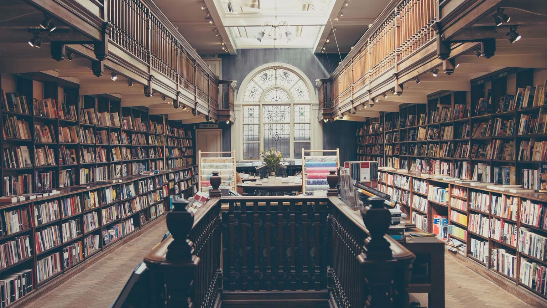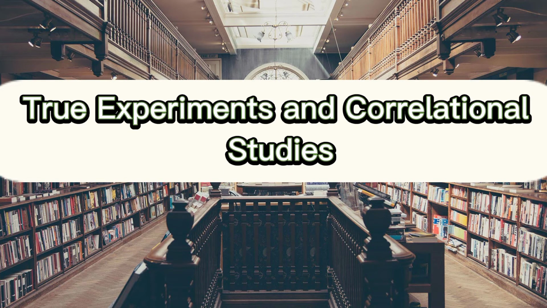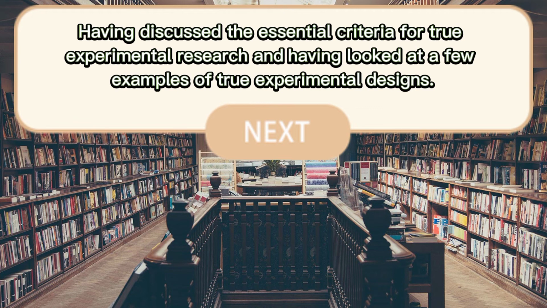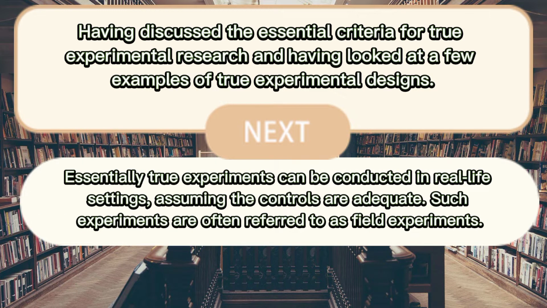Next is true experiments and correlational studies. Having discussed the essential criteria for true experimental research, and having looked at a few examples of true experimental designs, essentially true experiments can be conducted in real-life settings, assuming the controls are adequate. Such experiments are often referred to as field experiments.